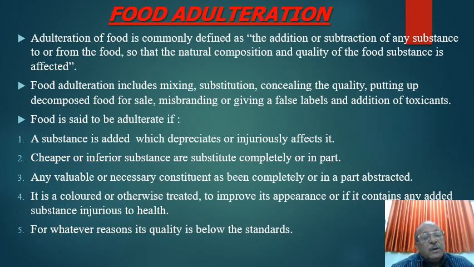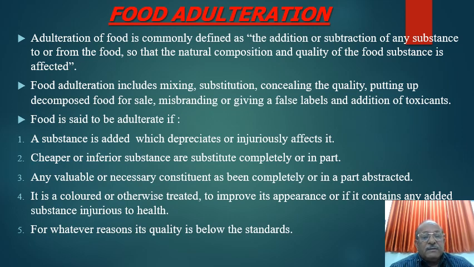That is adulteration. Food adulteration includes mixing, substitution, concealing the quality, putting up decomposed food for sale, misbranding or giving false labels, and addition of toxicants. Food is said to be adulterated if a substance is added which depreciates or injuriously affects it, if cheaper or inferior substances are substituted completely or in part, or if any valuable or necessary constituent has been completely or in part abstracted.